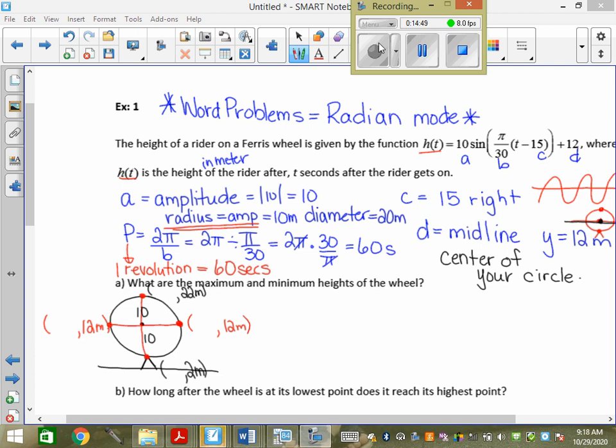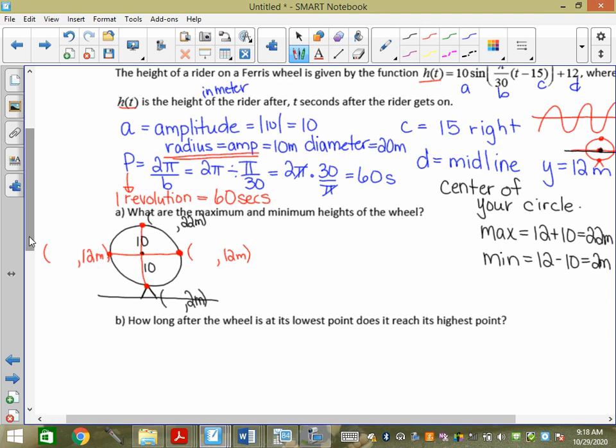And why does that work? Because D plus amplitude, D minus amplitude, right? D is that middle, the center of the circle, and I'm taking the amplitude off and taking the amplitude on. So I'm going to write over here: max equals D, which is 12, plus amplitude, which is 10, which is 22 meters. And the minimum equals 12 minus 10, which is 2. We agree?